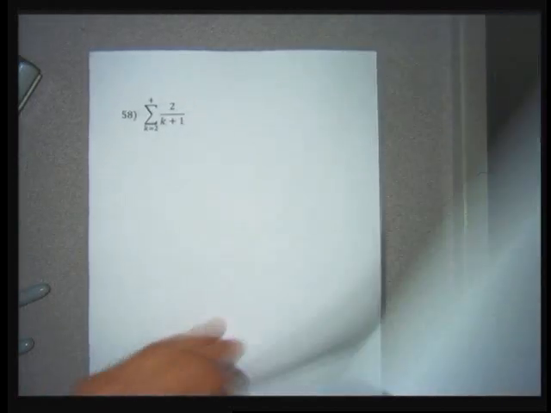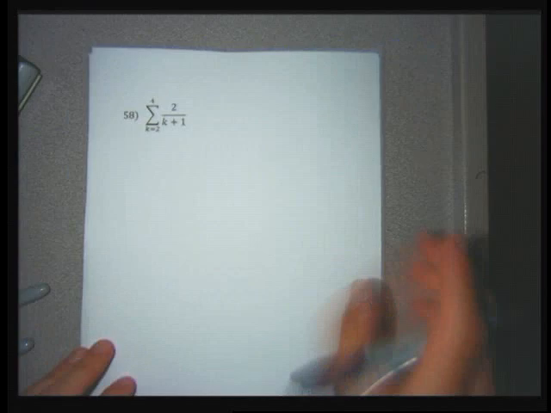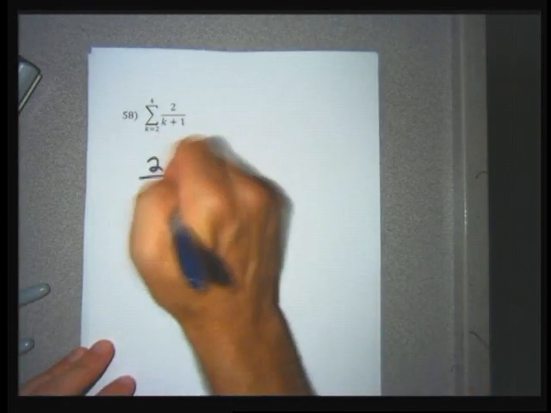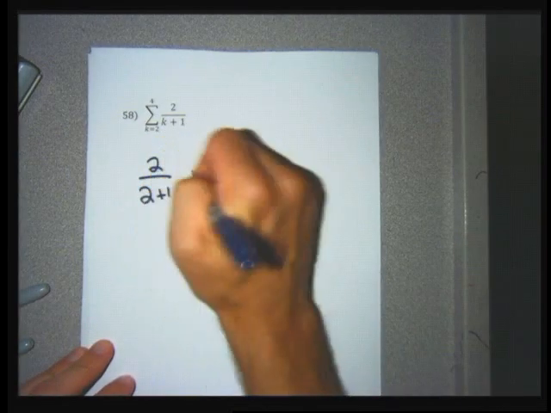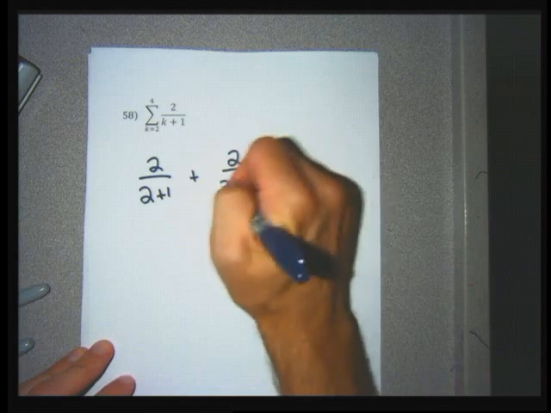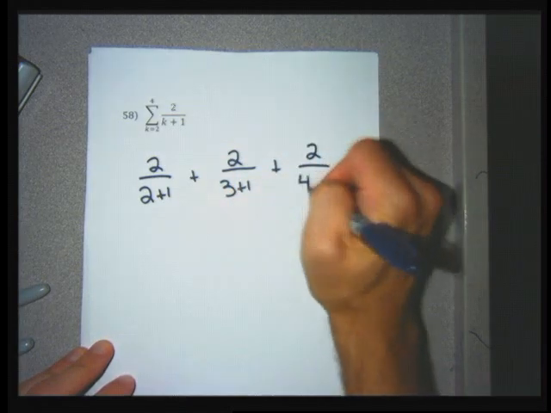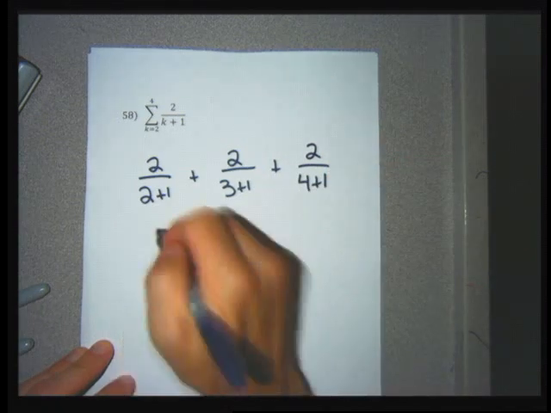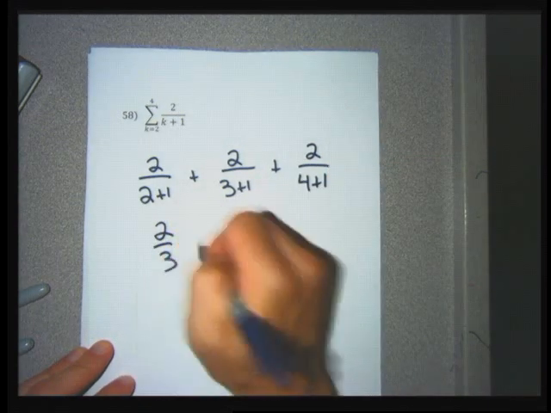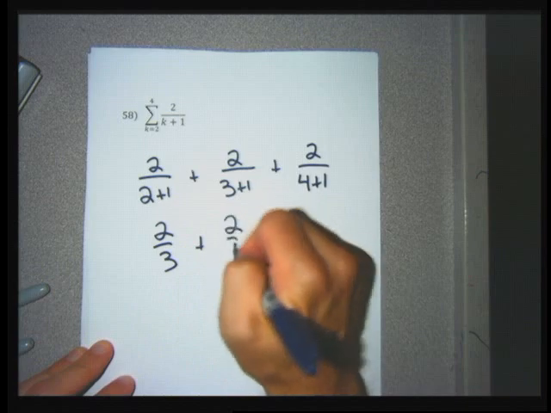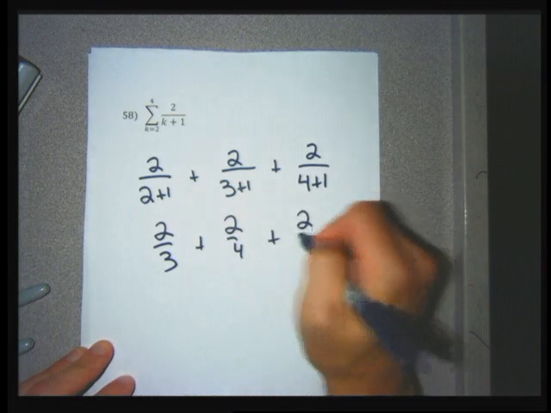58 is going to be ugly. I am going to use my calculator because of the fractions. I was supposed to plug the numbers 2 in, 3 in, and 4 in. Add the results. So I get 2/3 plus 2/4, which is 1/2, plus 2/5.